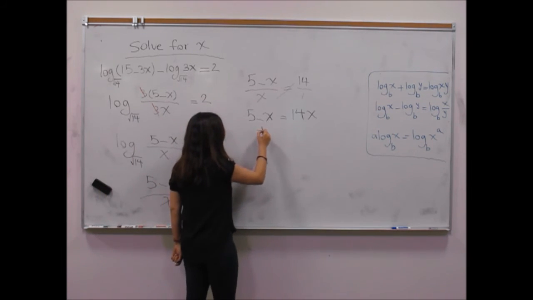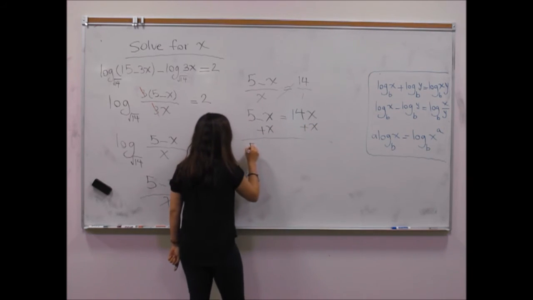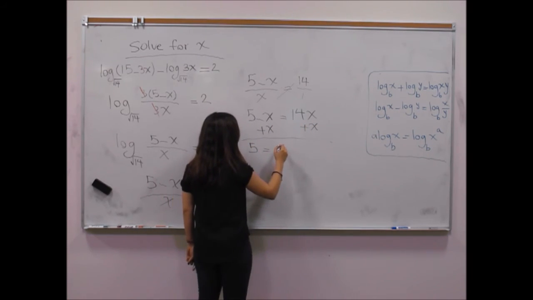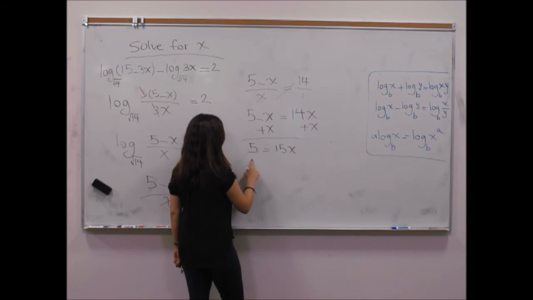And then we just need to solve for x now. So I'm going to move this x to the other side. Plus x, I would get 5 equal to 15x. And if we divide both sides by 15, we get that x is 1/3.